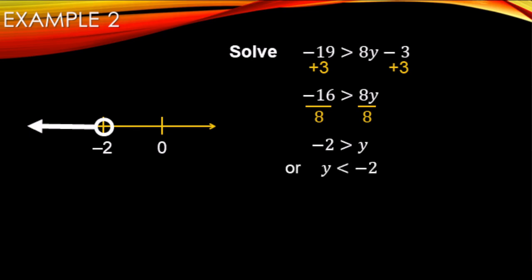So we are used to seeing it like this, and this tends to make a little bit more sense in our brains. y is less than -2. So if this is confusing, having the variable after the inequality, just switch it around like this, and it should help your brain tell you which direction you're going to shade.